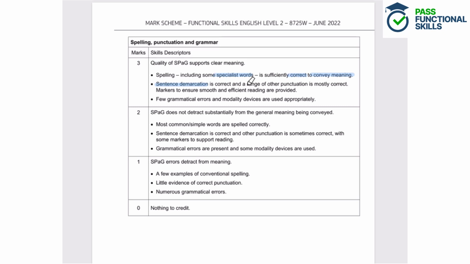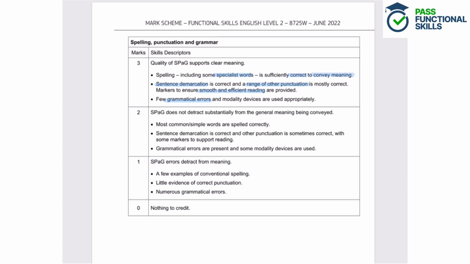And you need to be using a range of other punctuation correctly. So for example, you want to be using commas and apostrophes accurately. You need to use these markers to ensure smooth and efficient reading. So make sure that your punctuation is helping the reader rather than hindering them when they're reading. So helping to make your meaning really clear. You need to make sure that you have few grammatical errors. So all of your writing needs to make sense.